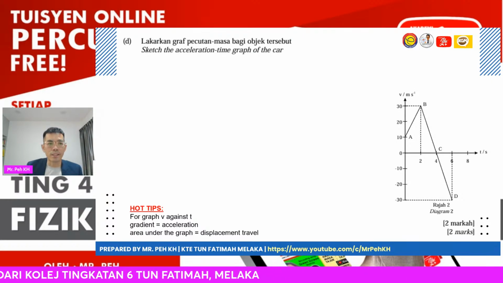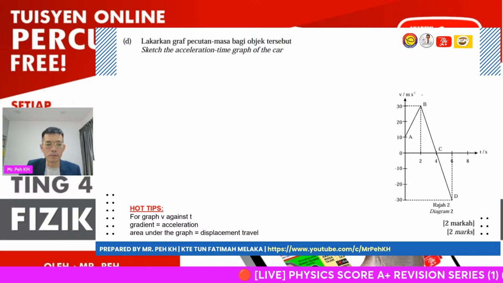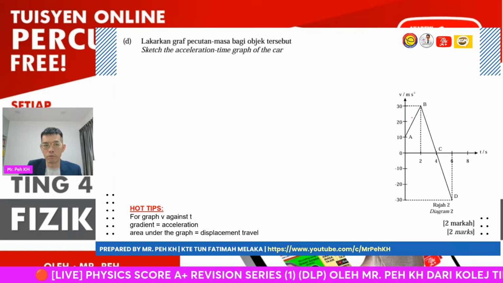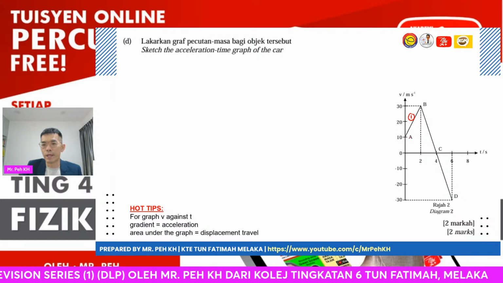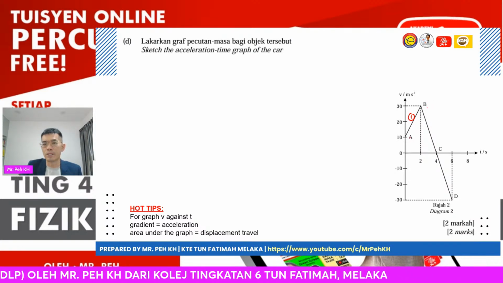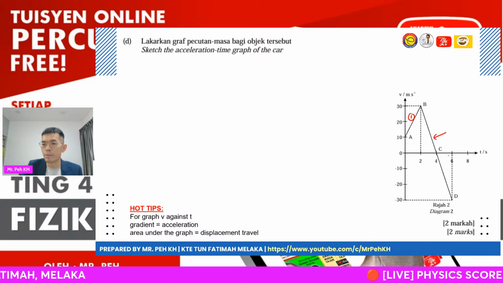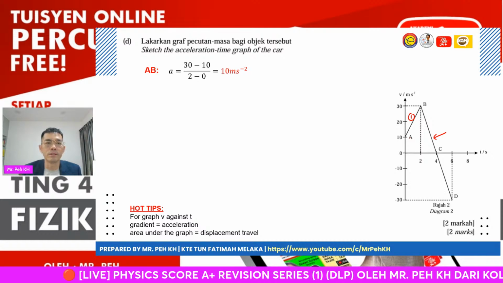Sketch the acceleration against time graph of the car. So we have to use this graph. Just now we also mentioned the gradients represent the value of acceleration. So here we have to find the acceleration of AB, which should give you a positive value. And the BD will give us the negative value of A.